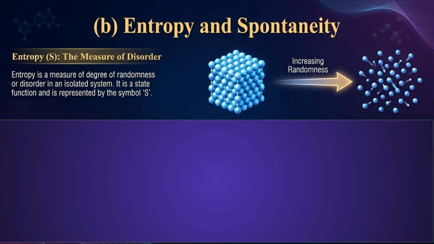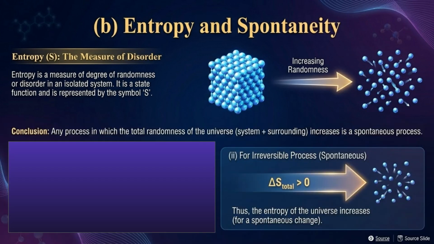Entropy, symbolized as S, measures the degree of randomness or disorder in an isolated system. Increasing disorder is key to understanding spontaneity. A key conclusion about entropy and spontaneity is that any process where the total randomness of the universe, system plus surroundings, increases is a spontaneous process. For irreversible processes, the change in total entropy is greater than 0.